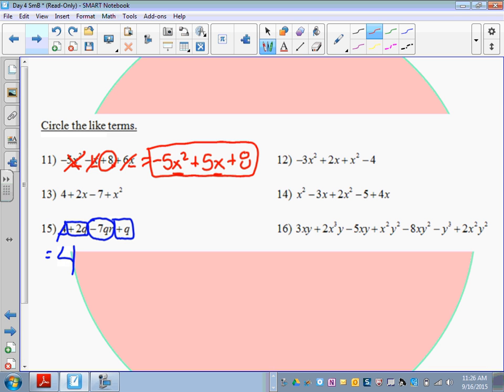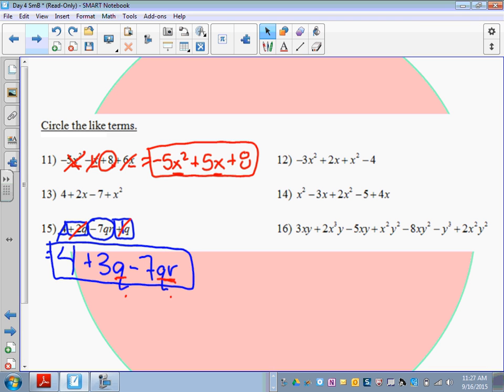And then I have 2q and positive 1q. So I can combine those together, and I get positive 3q. Cross those off. And then negative 7qr, nothing more I can do with that. Always check your answer to make sure there's nothing left that you can combine. And again, we cannot combine the q and the qr because these are not exactly the same. And we'll finish with number 16 because that's a doozy.